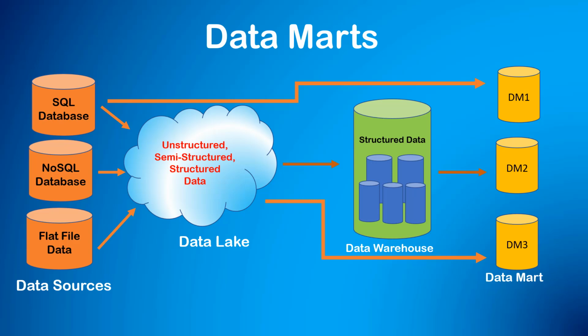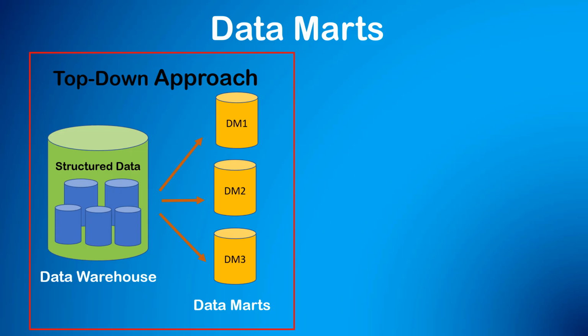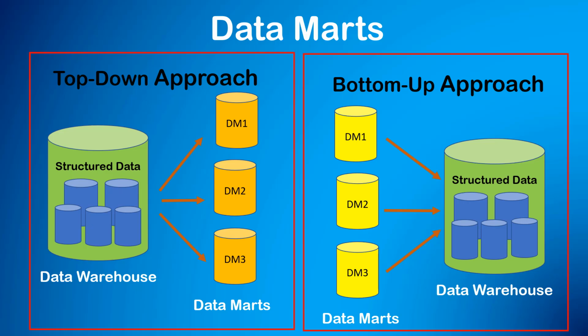Here I have shown you two approaches to creating data marts. The first is the top-down approach and the other is the bottom-up approach. In the top-down approach, we first create our data warehouse, then from that data warehouse we narrow down our problem statement and create data marts, which are very specific to a particular subject. In the bottom-up approach, we first create data marts from different sources, like from our data sources or from a data lake, and then we combine these data marts to create a data warehouse.